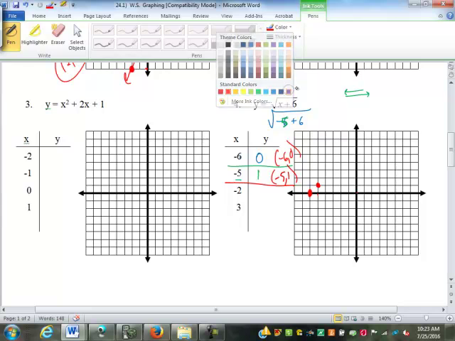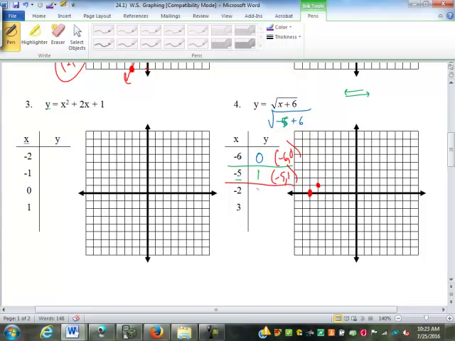If x is 2, or -2 I should say, put -2 in here. What's -2 plus 6? +4, and what's the square root of 4? 2. So that gives us -2 and +2. So here's -2, +2 right there.